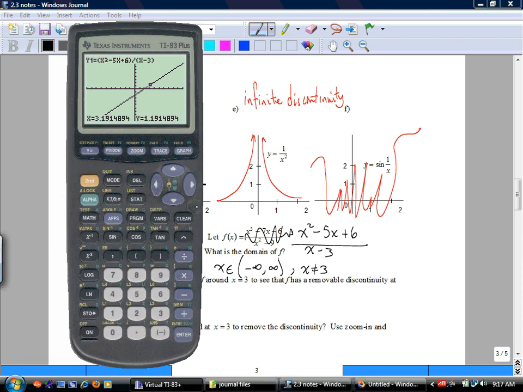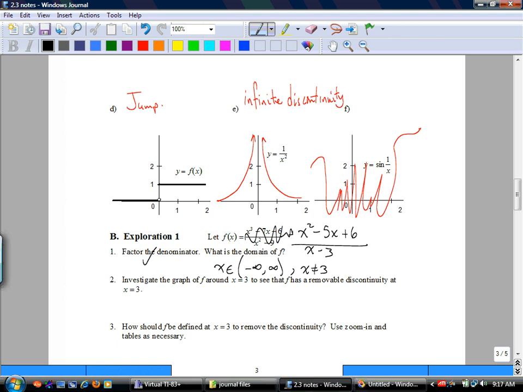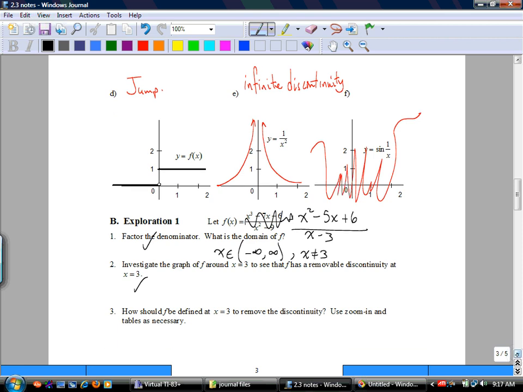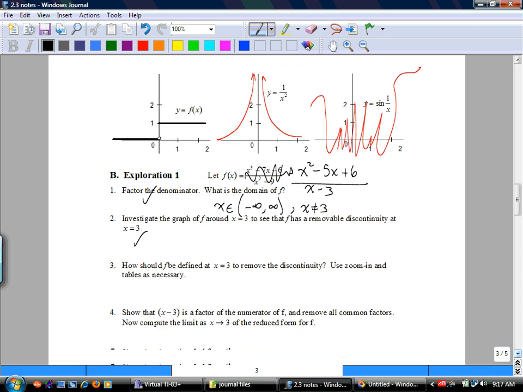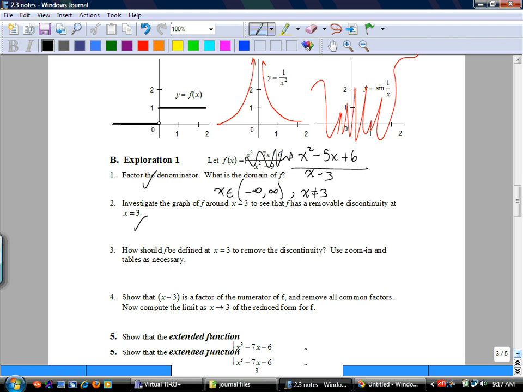Okay, so do we think we can fix the problem? Yeah, probably, because we can't even see the problem. The calculator can't draw a hole or removable discontinuity. It doesn't do it. So if you trace 3, enter, it should say nothing, right? Okay. So how should x equals 3 be defined to remove the discontinuity? Oh, well, you zoom in, and tables if necessary. Oh, okay. Well, let's do that.